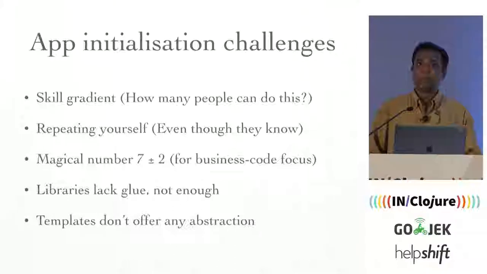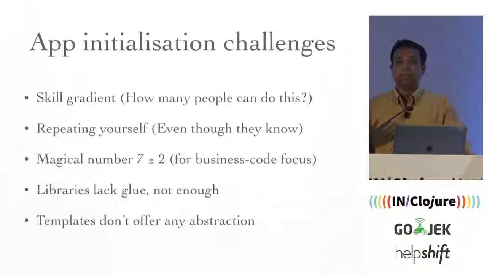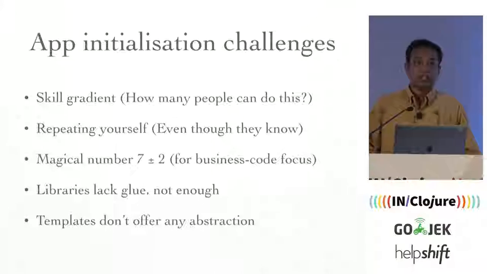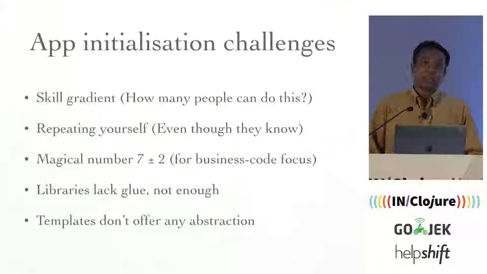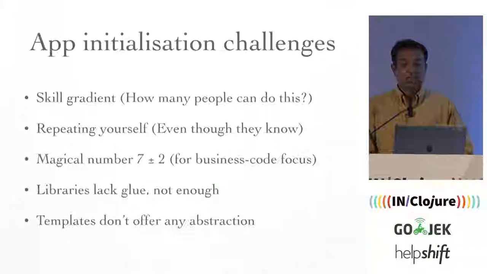So in most of the teams, there are a lot of people who are junior who do not know yet how to do initialization well. And in the age of microservices, where we have people owning different applications and projects, can we expect them to really do all of these things, which are so far away from the business logic? So that is a very real problem, the skill gradient problem.